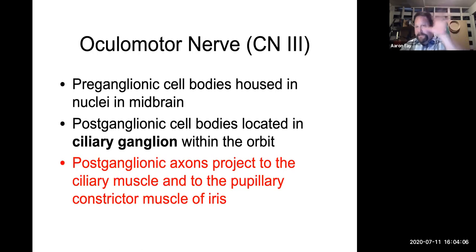Lots of extra light, pupils constrict. Right. So when pupils get small, that is through the action of the parasympathetic nervous system.